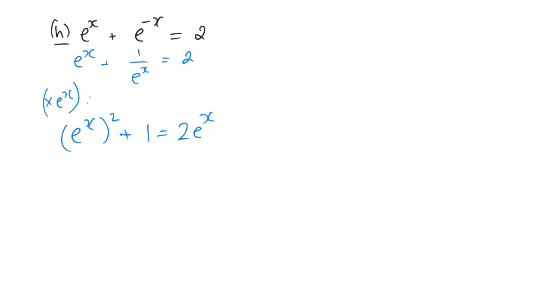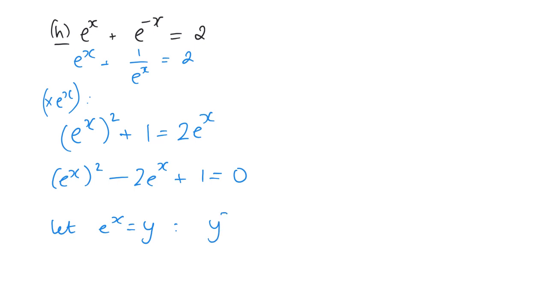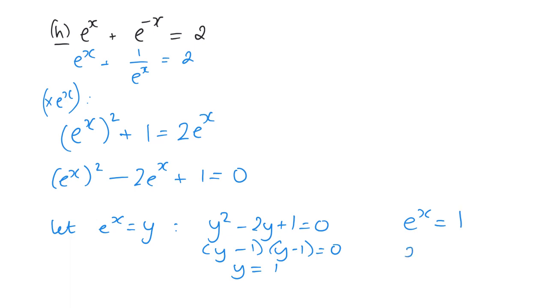So this is one of those hidden quadratics. If we bring everything to the left-hand side, and we let e to the x equal y, we get y squared minus 2y plus 1 equals 0. So we're going to solve that. You can factorize that to give you y minus 1 times y minus 1 equals 0. So y is 1. We know that y is e to the power of x, so e to the power of x equals 1, so the only value x could be there is 0.